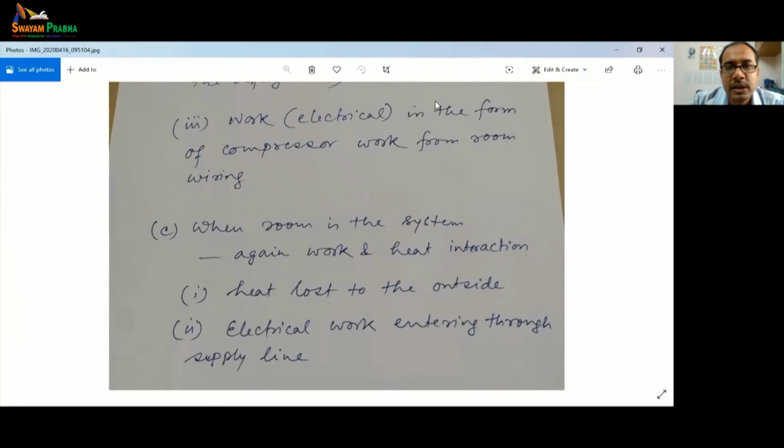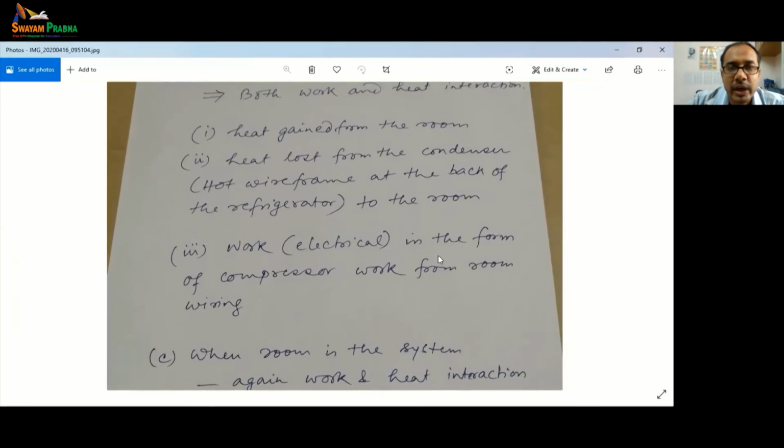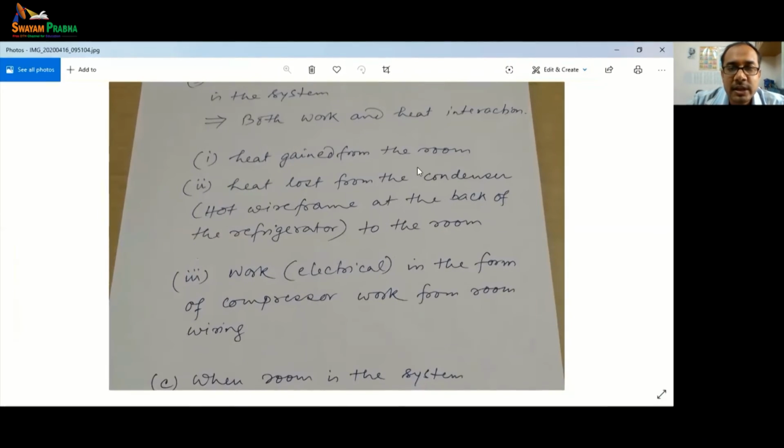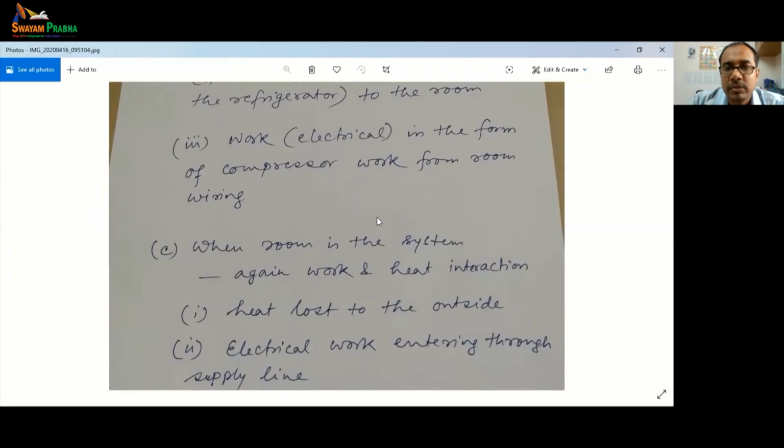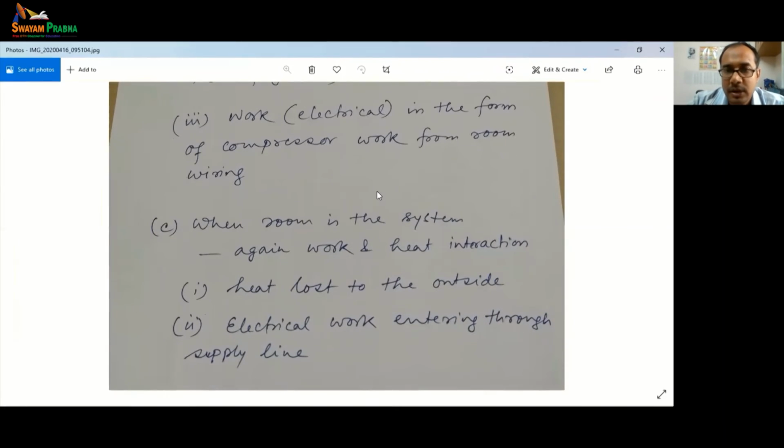So when the refrigerator is our system, we have two heat interactions. One is with the room, another one is heat rejected from the condenser, and the third one is the electrical work in the form of compressor work. Okay, so now you see, when we take the content, it is only the heat interactions. Now when we take the refrigerator, we have a work interaction as well, and that is electrical work.